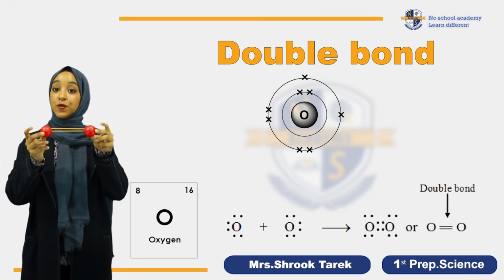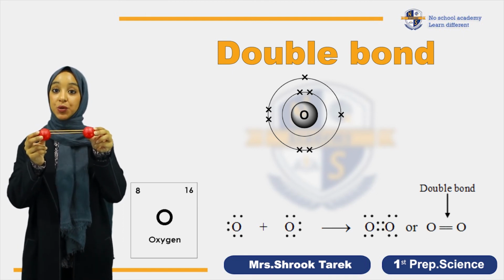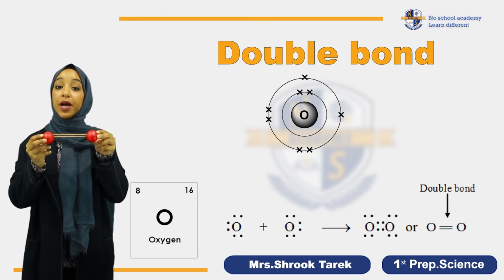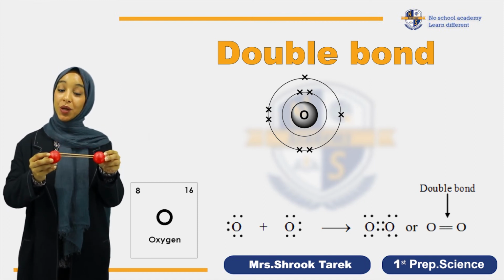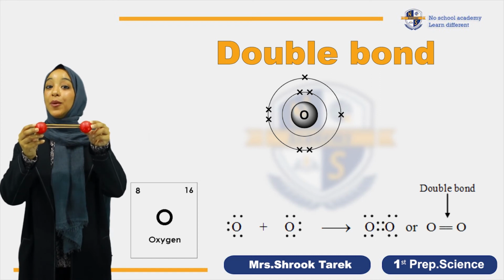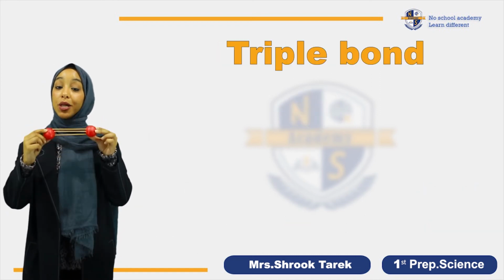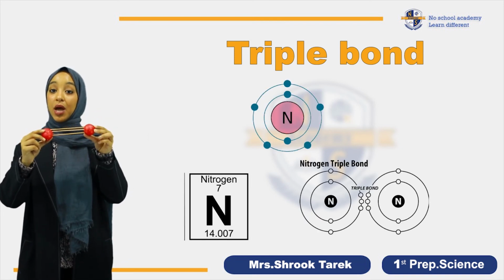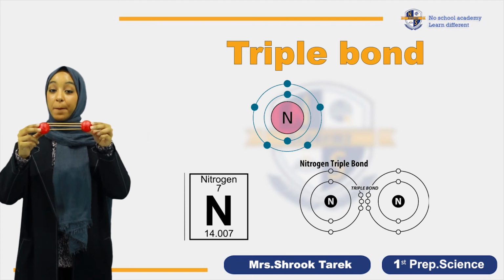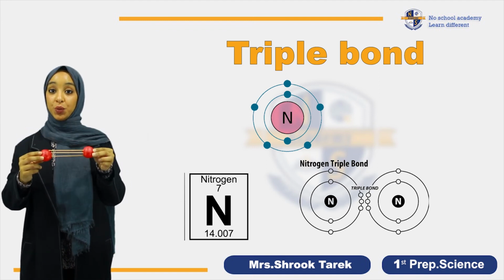So if I have 2 oxygen atoms, we share 2 electrons in order to complete the outer energy level to be 8 electrons. So sharing 2 electrons means a double bond is formed. Okay, now the last type is the triple covalent bond. If I have a nitrogen atom and another nitrogen atom, they bind together by covalent bond to form N2 molecule.